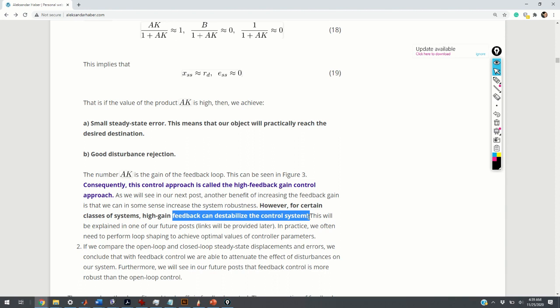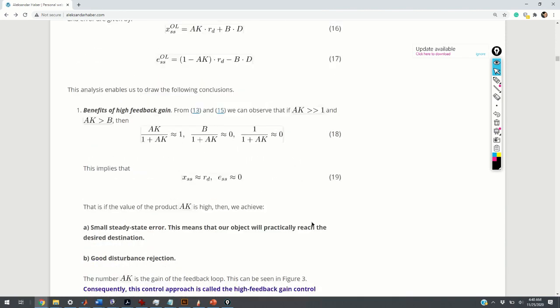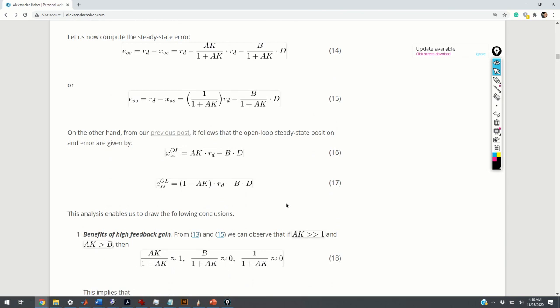Now, another good side of the high gain feedback is that we increase the robustness of the system. So the system becomes more robust, and I will explain this in my future video. Another thing that we should analyze is the gain of the feedback control over the open loop control. If you click on my previous post, the link is given over here, we can find, using similar analysis, the steady state displacement and the steady state error of an open loop controller. And these two steady states are given by these two equations.